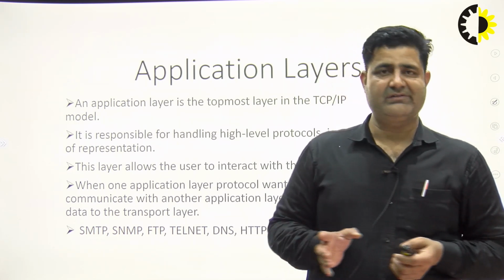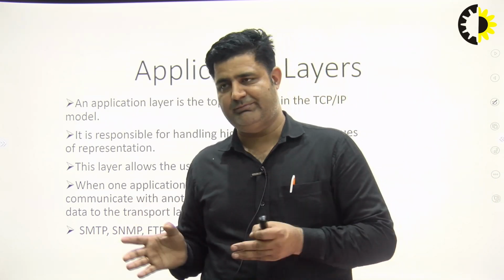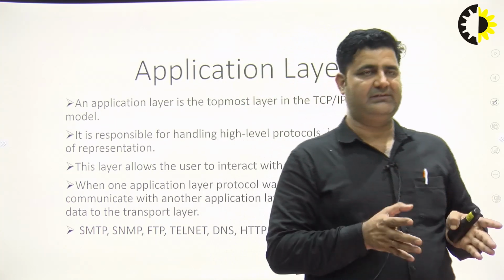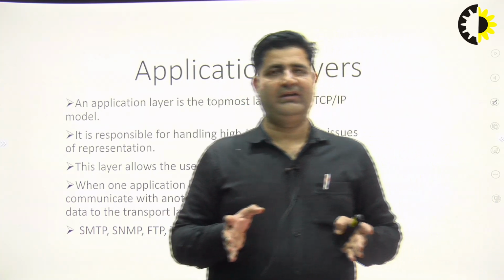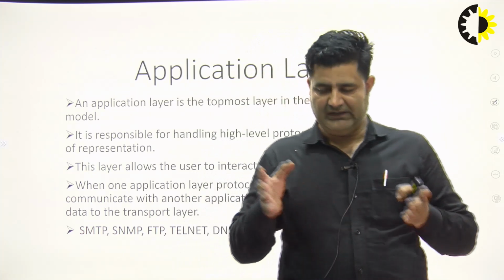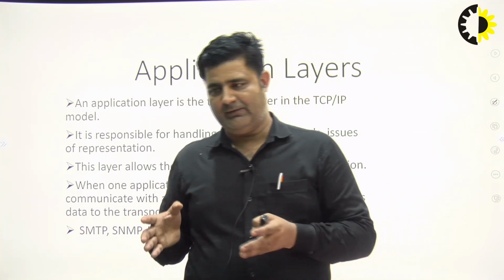I hope you understand this topic. As we saw in the previous video, OSI and TCP/IP have different layers. In OSI, we have 7 layers. In TCP/IP, we have 4 layers.